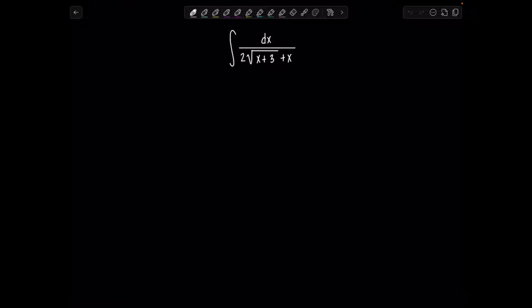This is a great review, especially if you're in Calculus 2 and you have a final coming up and you want to pick the right integration technique. And I'm going to give you a little hint. This requires more than one integration technique.